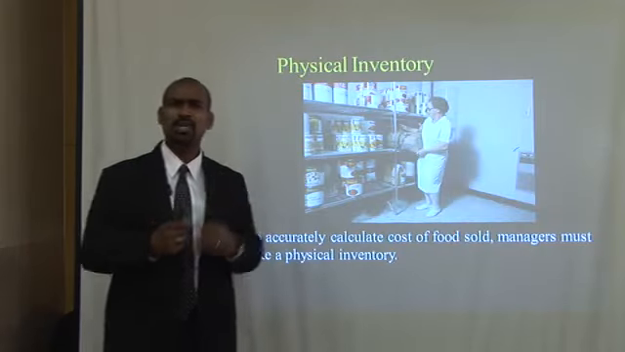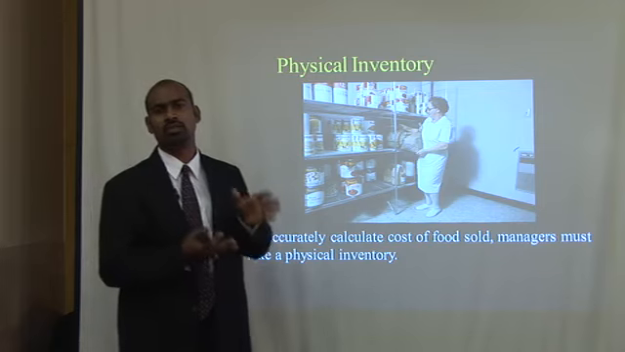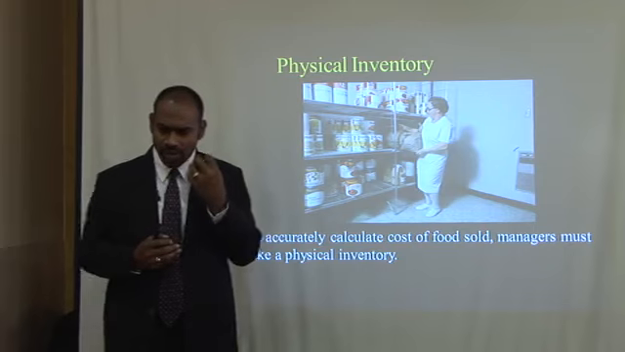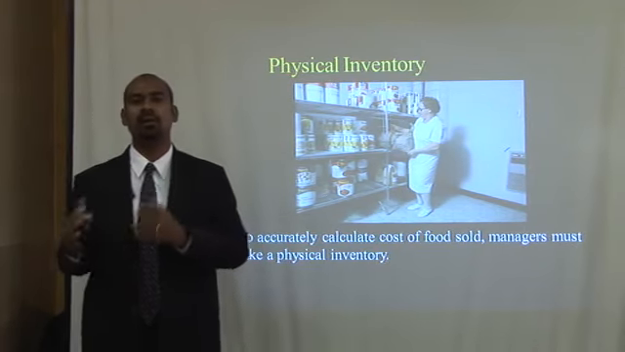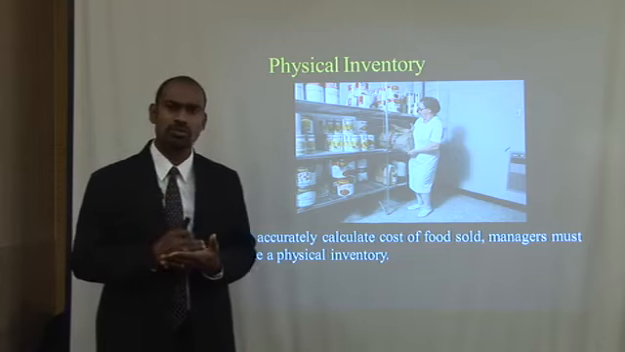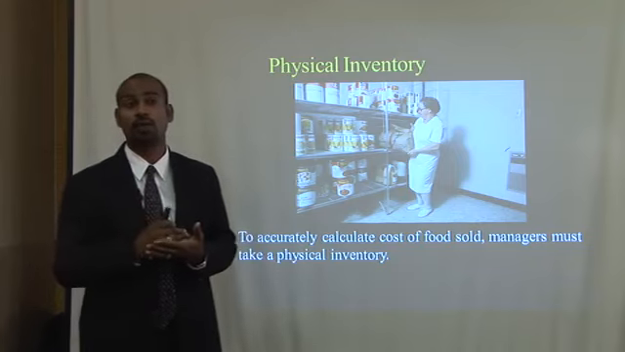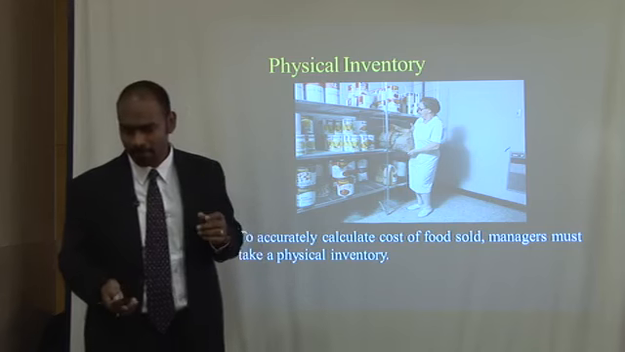Now, what is the physical inventory which we have spoken of? We have spoken of closing inventory and opening inventory, and how exactly it happens. For an accurate calculation of food sold, the manager must take a physical inventory. You need to take a pad and go to the warehouse, go to the kitchen, and take the physical inventory of exactly what food items you have. This is known as a physical inventory.